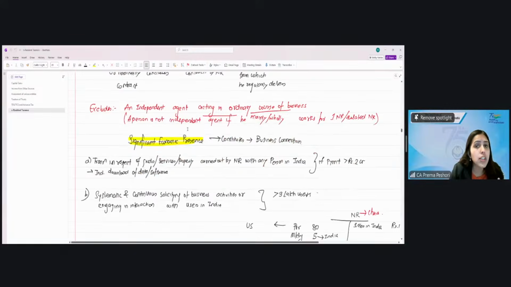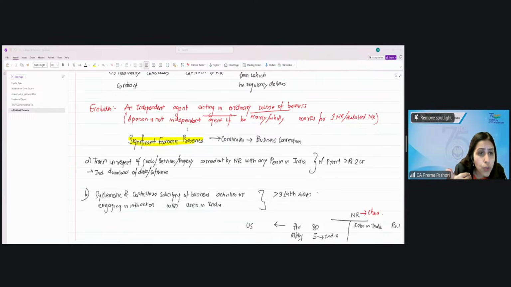A business connection is also constituted if you have a significant economic presence. What do we mean by significant economic presence? That you are not operating by having any presence in India. You are not having any business activities carried out in India. You are not having any organized activity carried out in India. So you may not have a business connection.